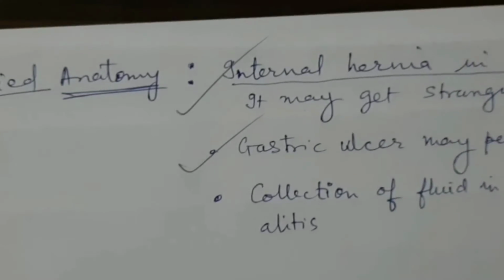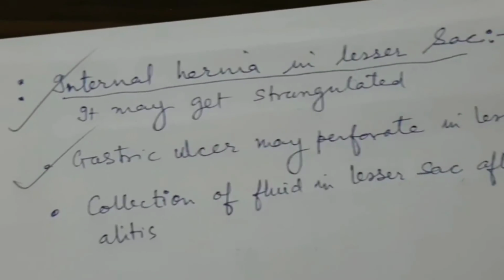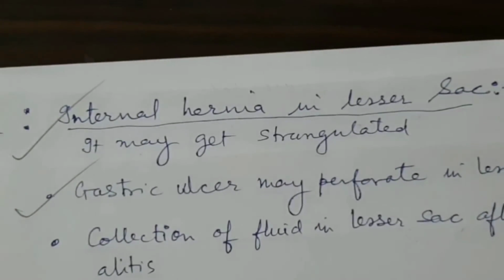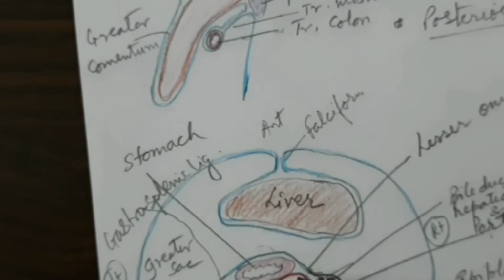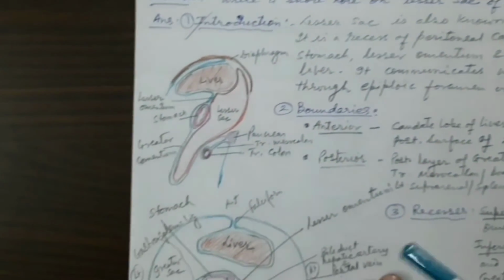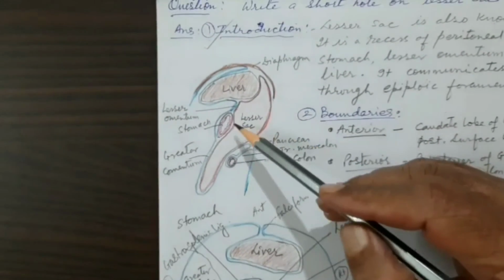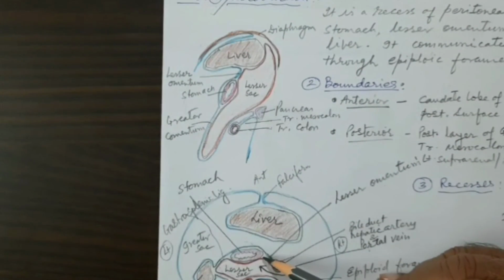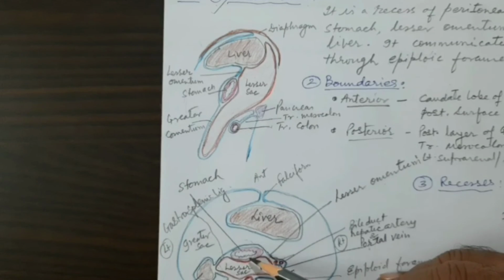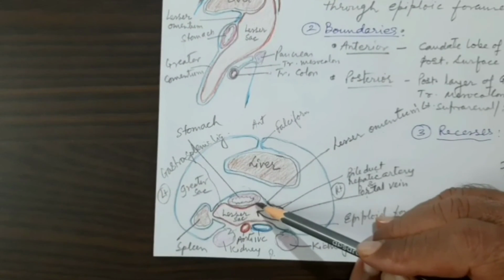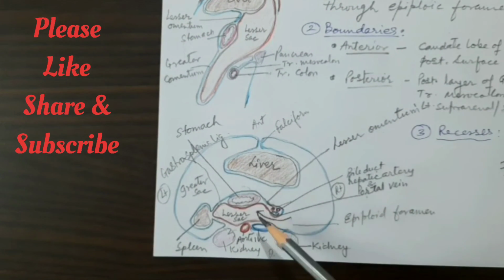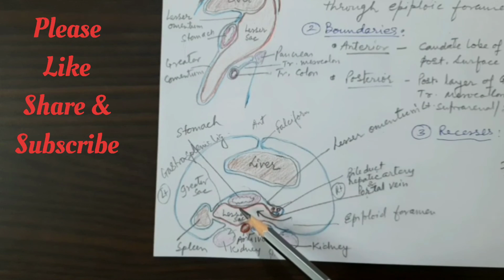Now the second applied importance is that a gastric ulcer may perforate into the lesser sac. These gastric ulcers are usually found either at the lesser curvature of the stomach or on the posterior wall of the stomach, from where they may rupture. When the ulcer ruptures, the contents of the stomach will come into the lesser sac.